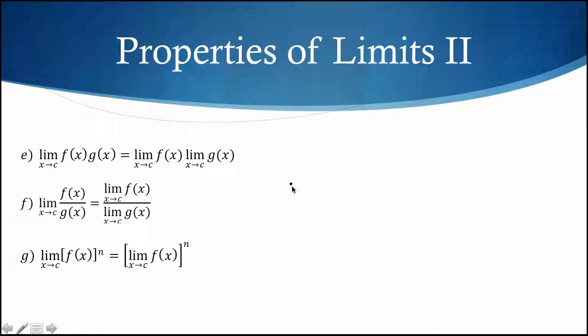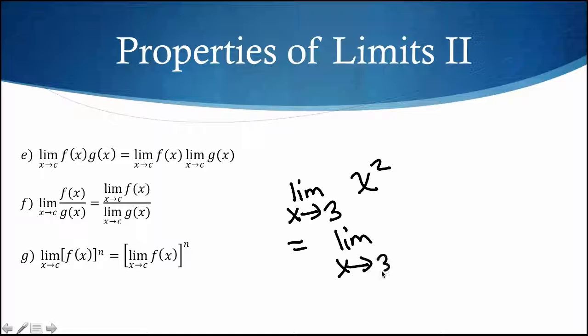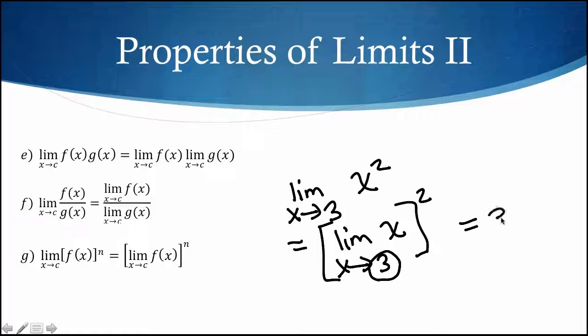So if you're doing, for example, the limit as x approaches 3 of x squared, then you can simply just take the limit as x approaches 3 of x, and then square it at the very end. Now remember, one of the properties is that if you're taking the limit of x, then the limit is simply whatever the constant of the value of interest is. So this is going to be 3. So you're going to get 3 squared, which equals 9.